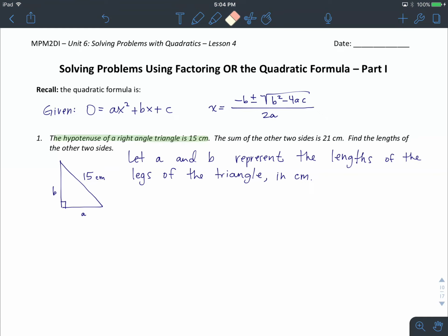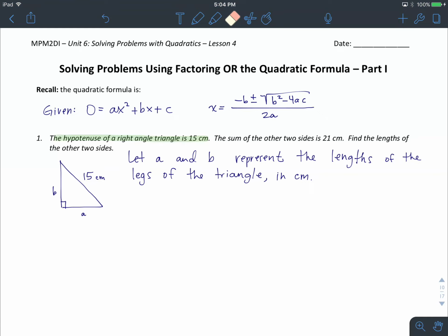Lessons number 2 and 3 were optimization problems, problems that involved a quadratic where you were being asked to find the vertex. It wouldn't always say find the vertex, but it would require you to find the vertex as part of the solution to the word problem. Today we're going to look at the first of 2 lessons on solving problems using factoring or the quadratic formula.